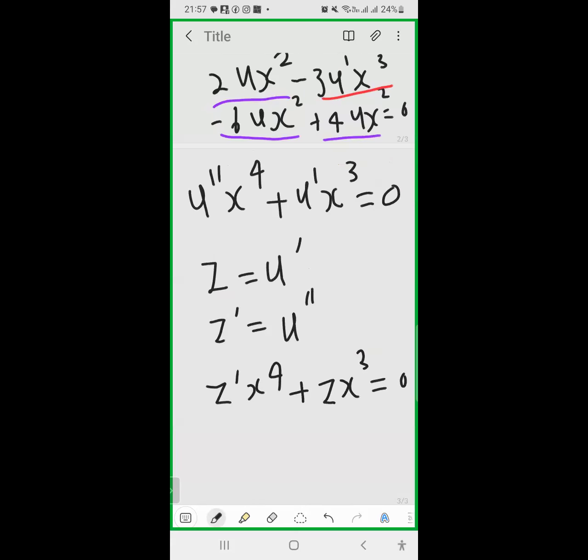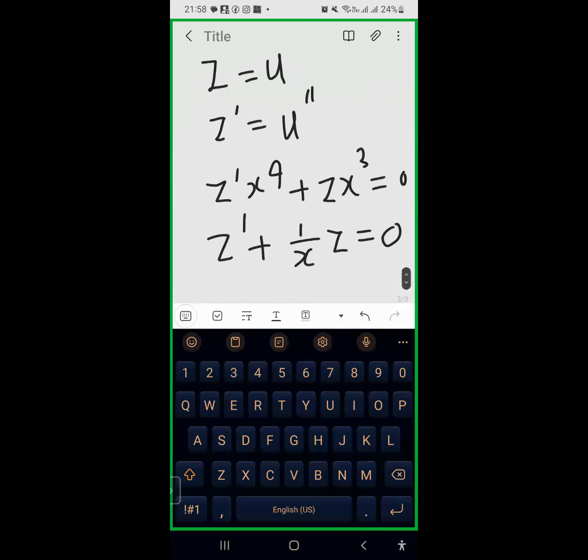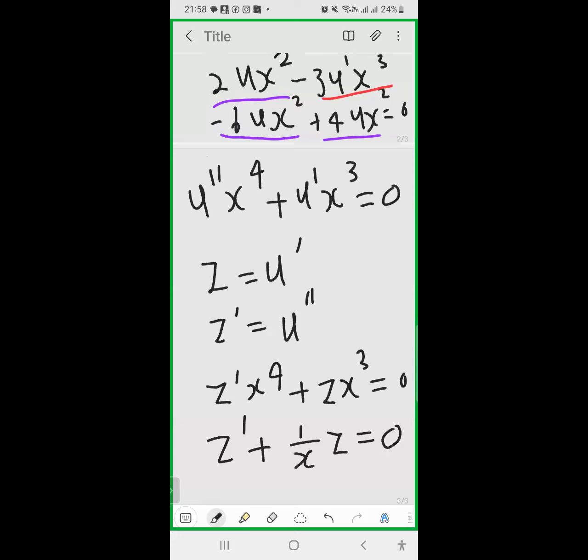And then from here, we can divide by x to the power 4. Therefore, we're going to have z prime plus 1 over x multiplied by z is equal to 0. Now we can notice that we have a homogeneous linear first order differential equation.